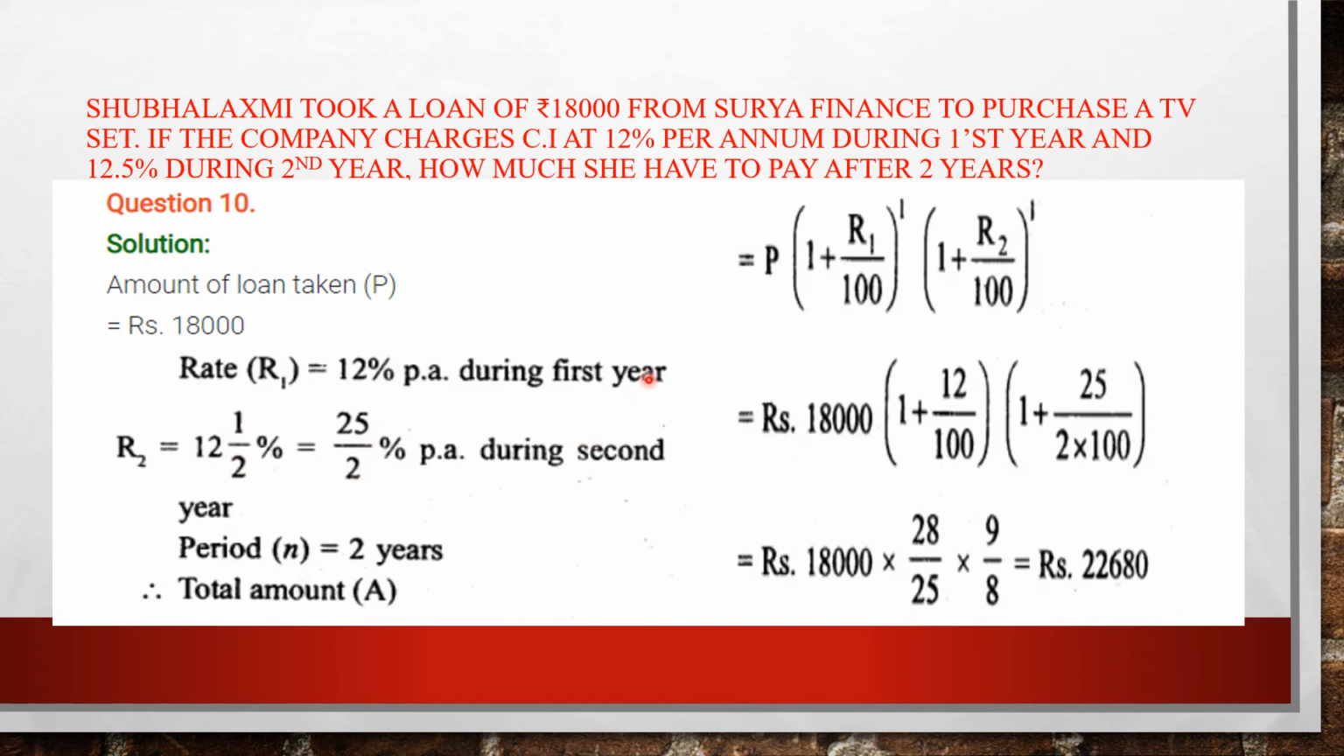So if the interest is varying, the formula is P into 1 plus R1 by 100 power 1, where the number of years is 1, into the next consecutive year, 1 plus R2 by 100. The rate of interest is varying, so R2 by 100 power 1. So applying the values, we get the amount as 22,680.